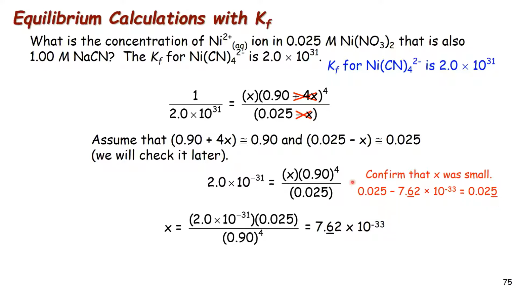So these two numbers are alike. Therefore, our assumption to ignore the plus and minus x terms was valid. And there's our x term. Now remember, from the ICE table, x is the concentration of free nickel ion in solution. So that is the answer right there, 7.6 times 10 to the negative 33 molar. So you can see that there is very, very little free nickel 2+ ion floating around in the solution.